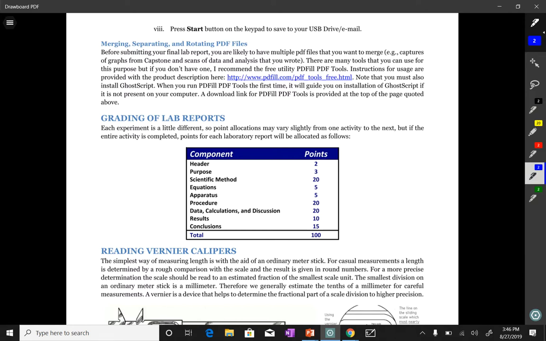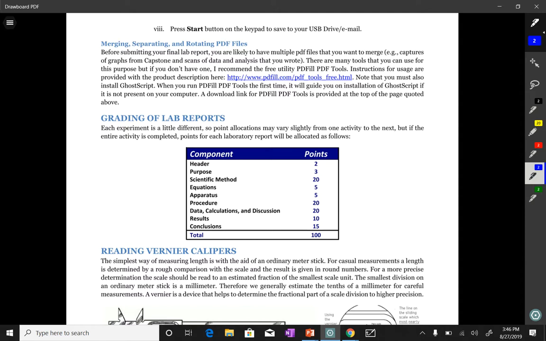The header, where you put the title and your name, and your partner's name and the date, that's worth 2 points. The purpose worth 3 points. The scientific method section worth 20 points. How do you make sure you're going to get all 20 of those points? You get it signed off before you do the experiment, not after you do the experiment, before.